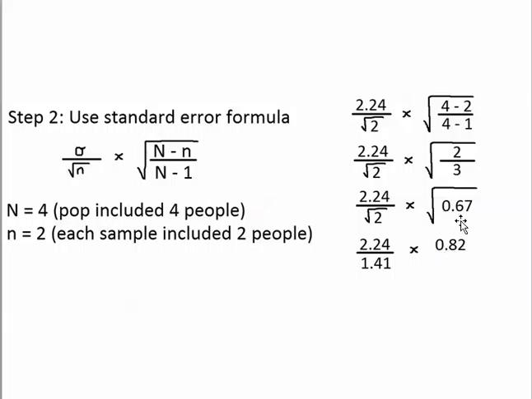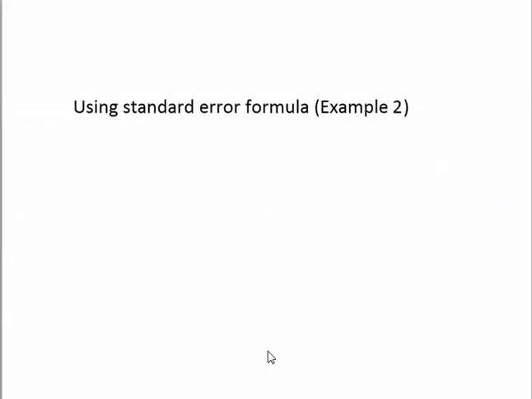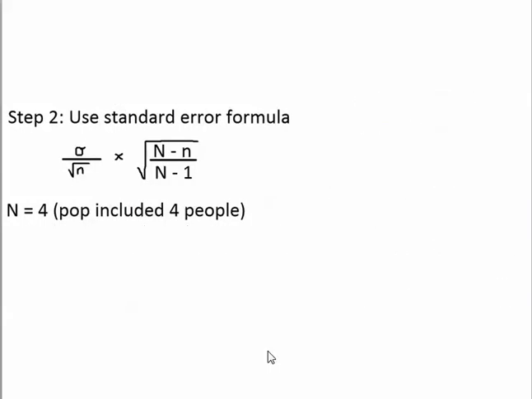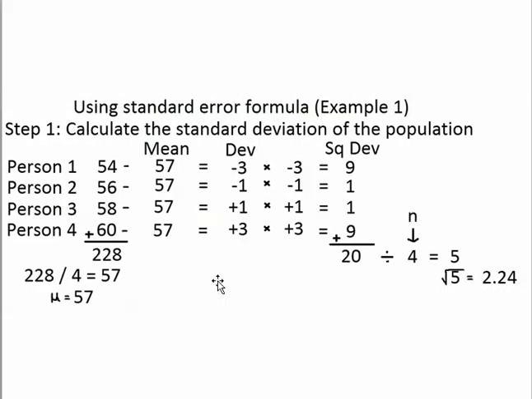After that, I can also take the square root of 2, which is 1.41. I divide this fraction, this by this, and I can get 1.59. I multiply and I get that answer, 1.3. And over here, when I got the population standard deviation, all I did was I calculated the standard deviation of the 4 people, of their 4 individual numbers. That's why it says person 1 and person 2 instead of sample 1 and sample 2 like it did before.